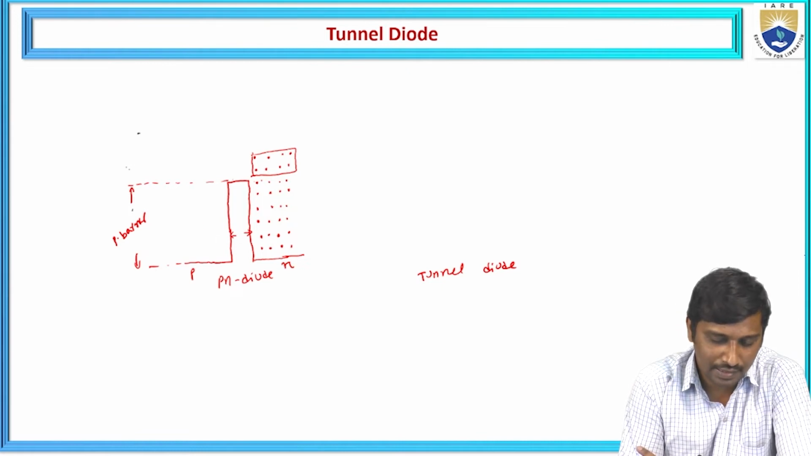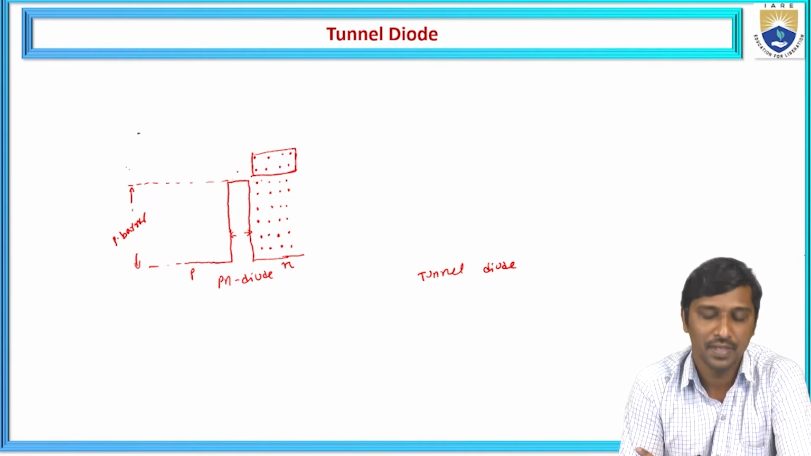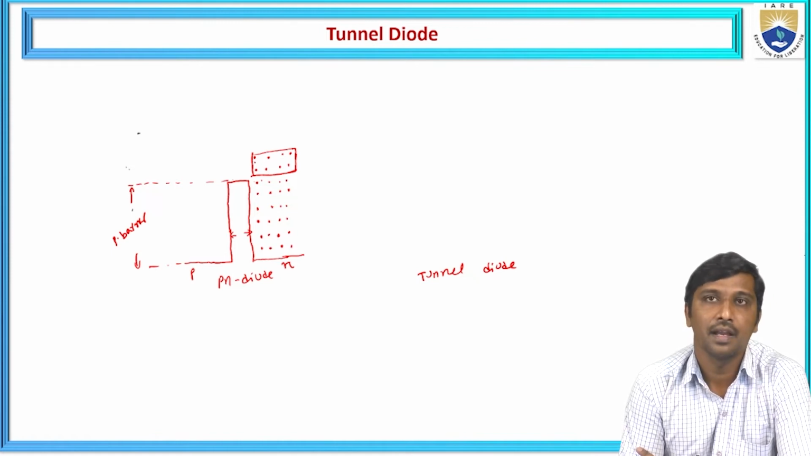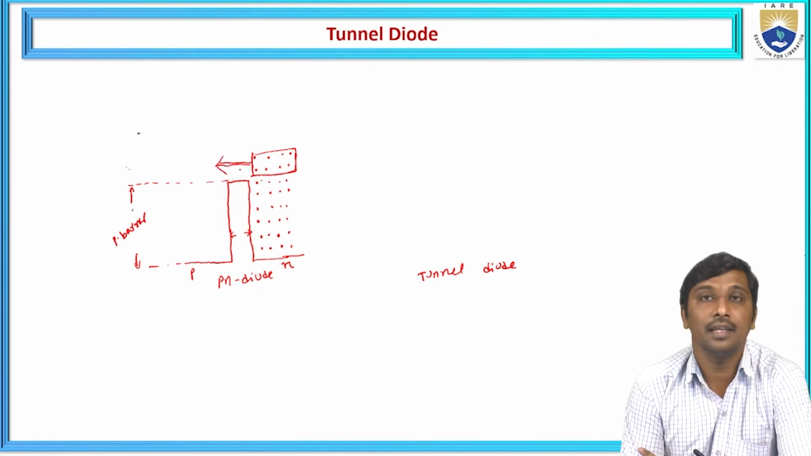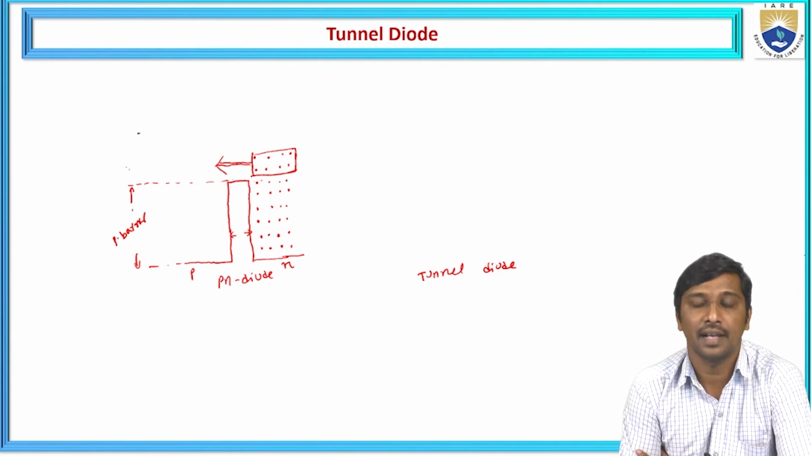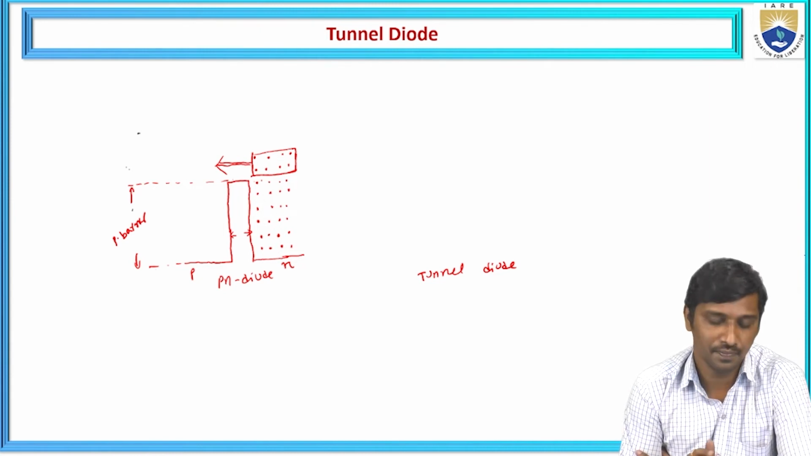But in this case, let us consider these types of electrons, where there is no potential barrier. Let us consider that the potential energy of this electron is higher than that of this space charge region. Then these electrons easily diffuse from the N region to the P region to allow conduction in a PN junction.